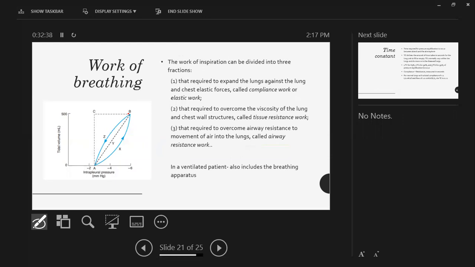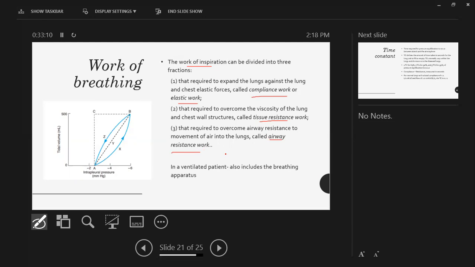If you put all of these together, there are so many things trying to collapse the airway inward, collapse the lung inward, or keep it always open. Too many things, isn't it so? So the work of inspiration required to push air in should overcome three things: the compliance or elastic work of the lung and chest, the tissue resistance work of the lung and chest, and the airway resistance. If all of these are put together, that is called the work of breathing.